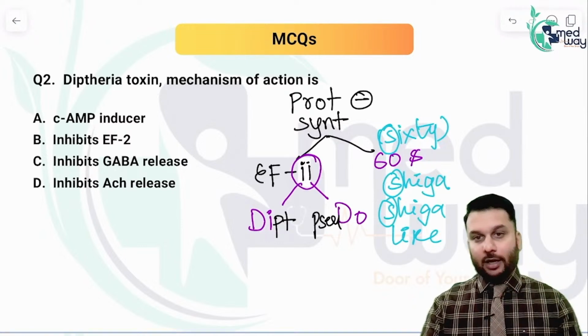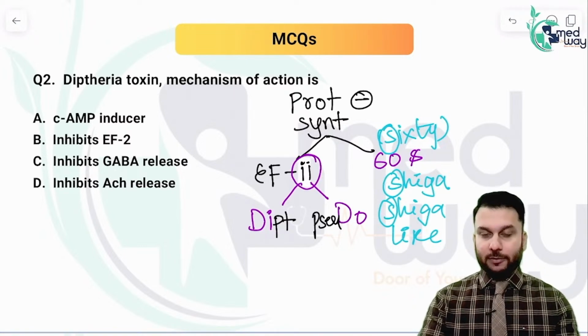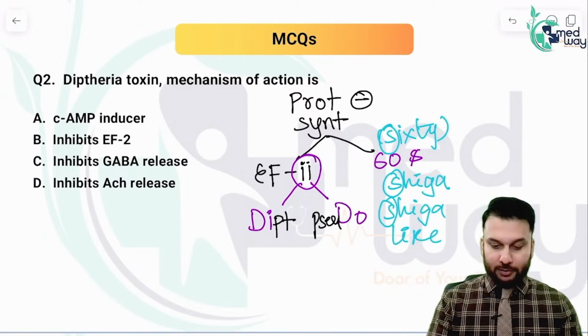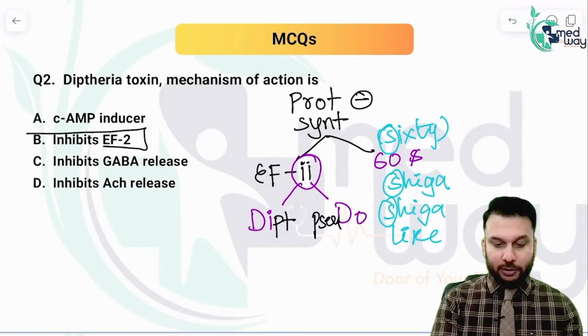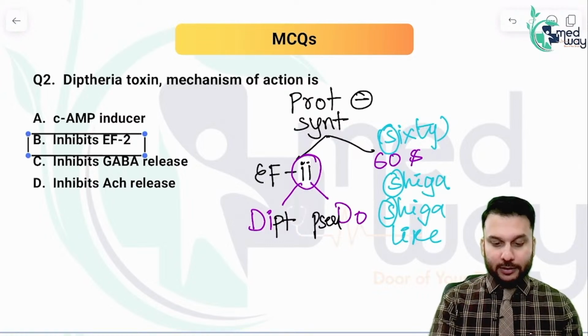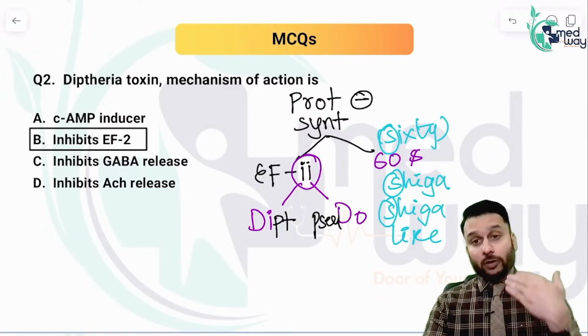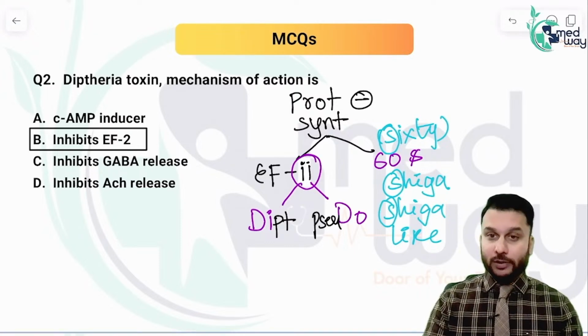So what did they ask us here? Diphtheria's mechanism, and this is quite easy. Diphtheria works by inhibiting the elongation factor 2. So this should be the correct answer. And likewise for the upcoming exams, you got to know what are the mechanisms for the remaining ones again.